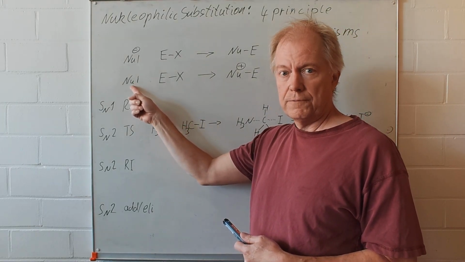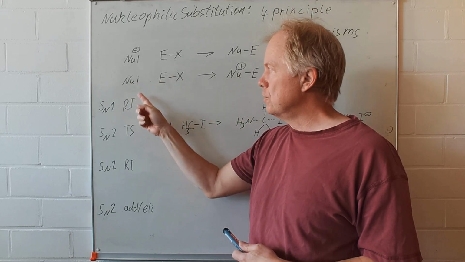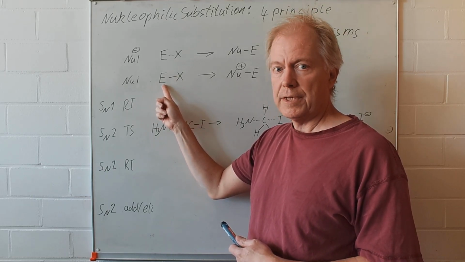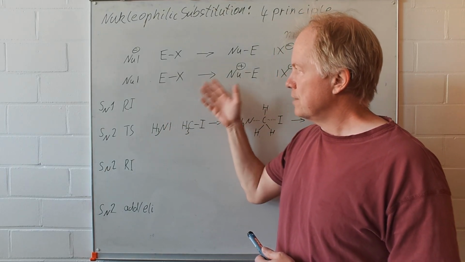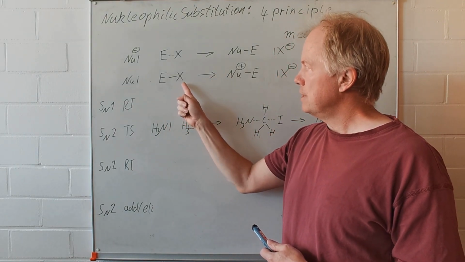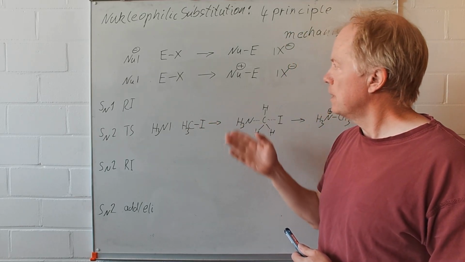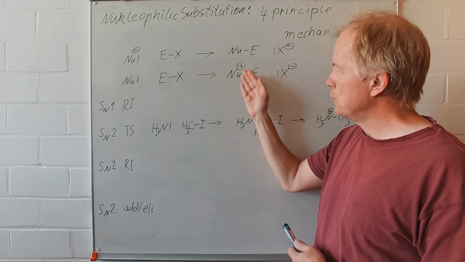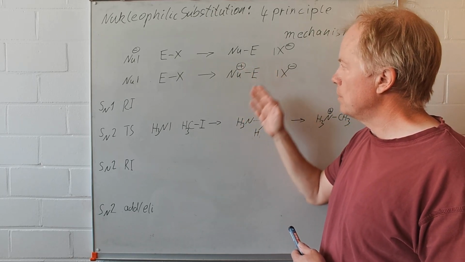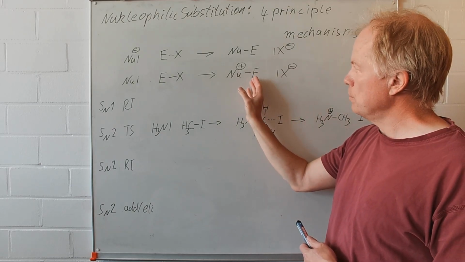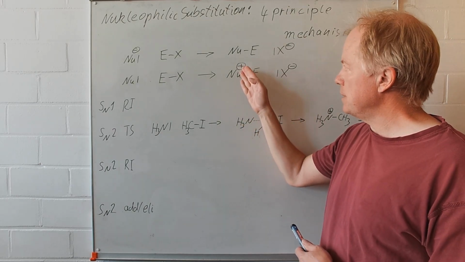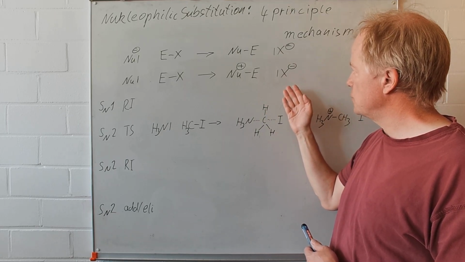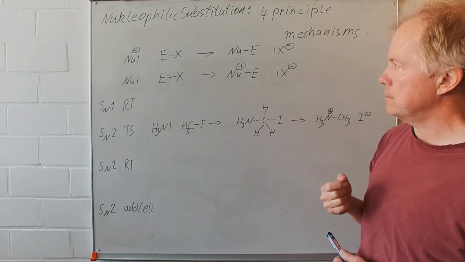Either we start with a charge neutral nucleophile. E is the electrophilic center of the second starting material. X is the leaving group, and in this case the bond between the nucleophile, the former nucleophilic part, and the former electrophilic part will be formed. The nucleophilic part will carry a cationic charge, and we will have this X as a counter anion.